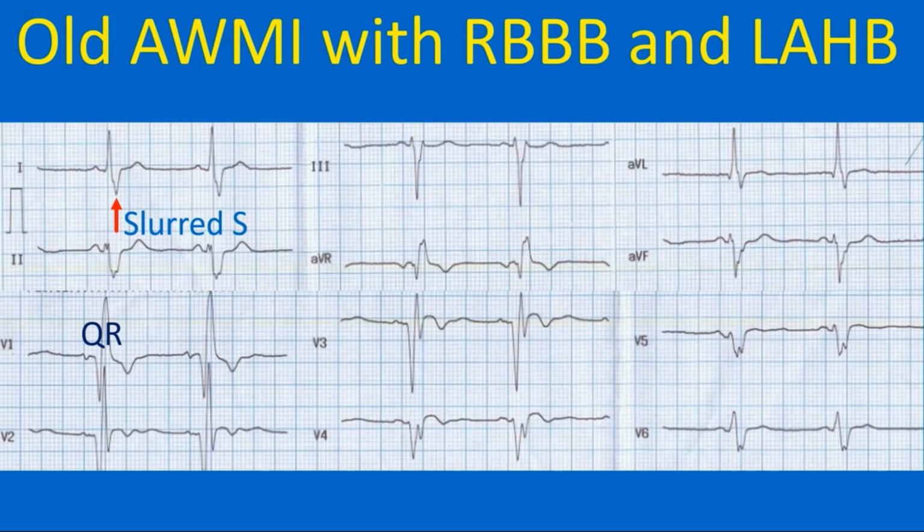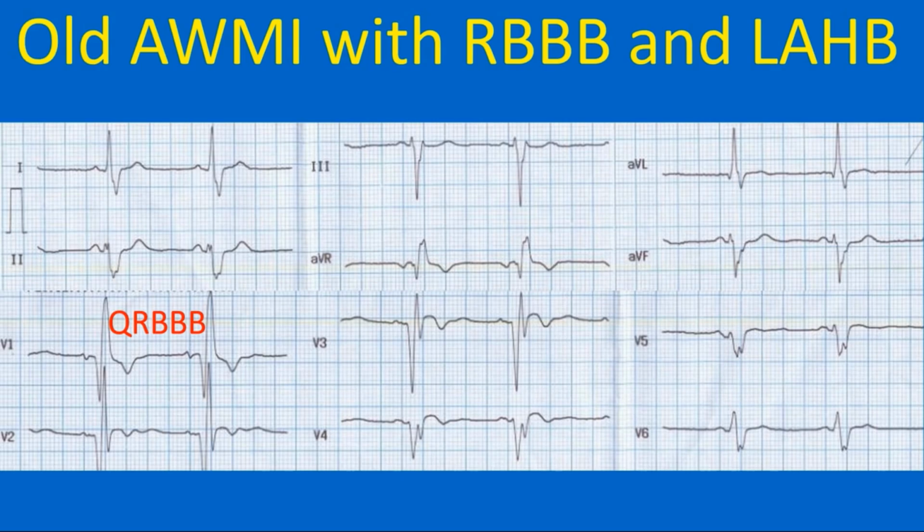Slurred S waves in lead 1, AVL and V5, V6 are suggestive of right bundle branch block. The terminal slurred R wave in V1 is also in favor of RBBB. Instead of the RSR pattern, there is a QR pattern in V1. This pattern is also called QRBBB. The initial R of the RSR prime pattern expected in RBBB was knocked off by the myocardial infarction.